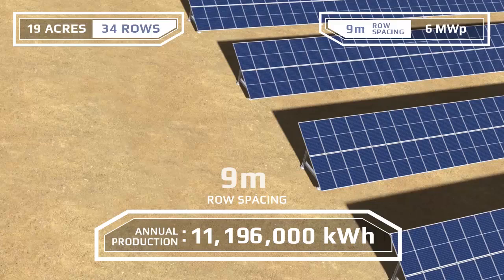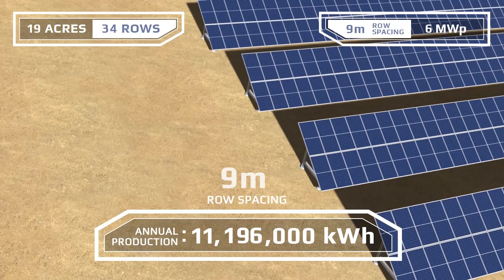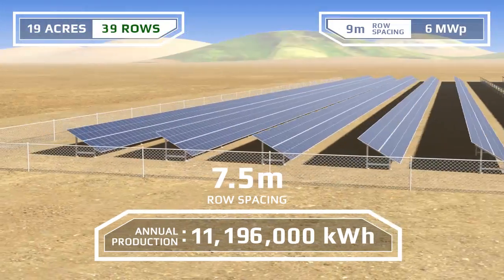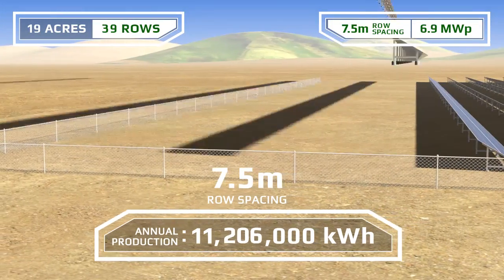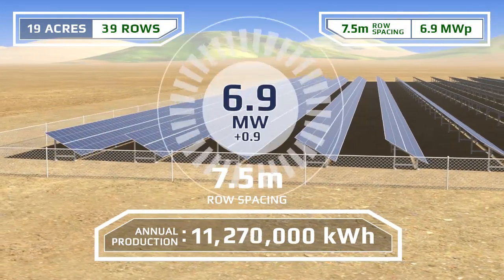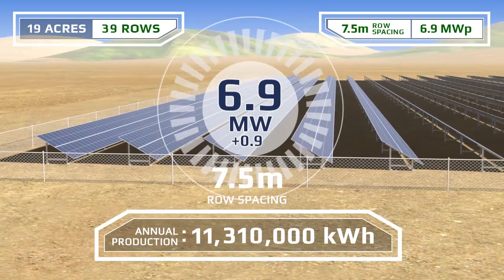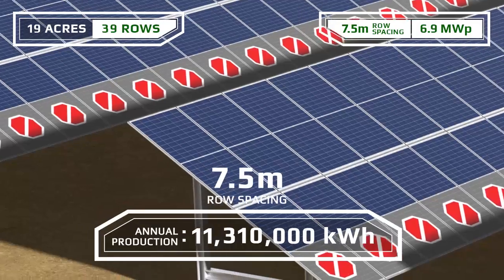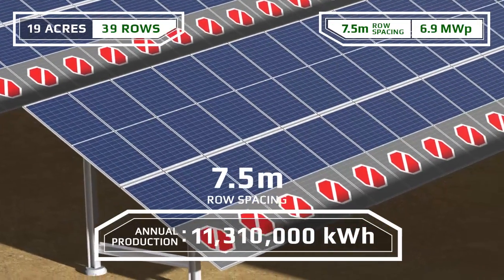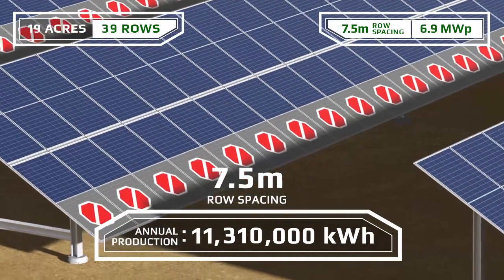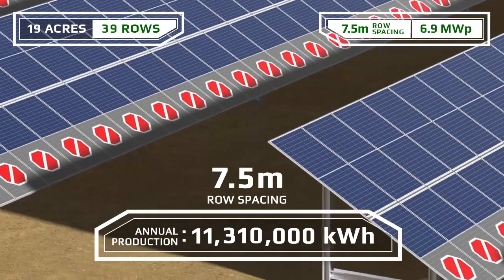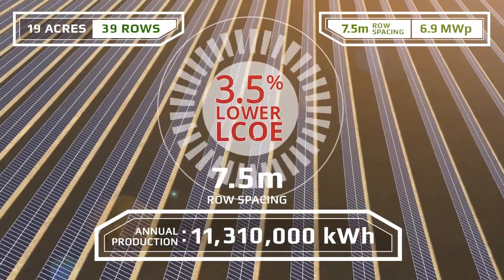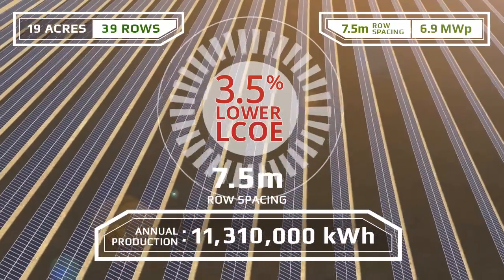But with COO modules' better shading tolerance, the system design is optimized at 7.5-meter spacing. Now we can fit 39 rows of modules in the same parcel for 6.9 megawatts total. At the beginning and end of the day when shading occurs, the top halves of the modules are still producing power, even when the bottom halves are partially shaded. Factoring in the additional equipment cost, COO modules deliver a 3.5% lower LCOE.